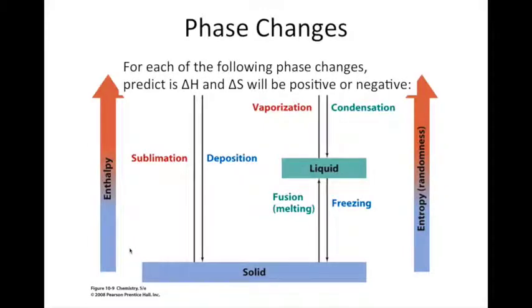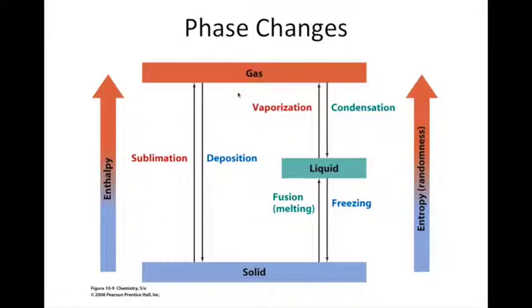So take a minute and look at each of these phase changes. For each phase change, predict whether the delta H will be positive or negative, and also whether the delta S value will be positive or negative. So for example, sublimation, going from solid to a gas, would this process have a negative or positive delta H value associated with it? And with the delta S value for this process of sublimation, would that phase change have a negative or positive delta S?